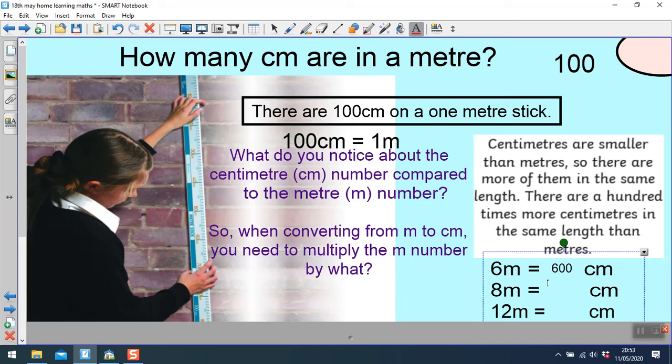So 8 metres multiplied by 100 equals 800 centimetres. 12 times 100 equals 1,200. So 6 metres is the same as 600 centimetres. 12 metres is the same as 1,200 centimetres.